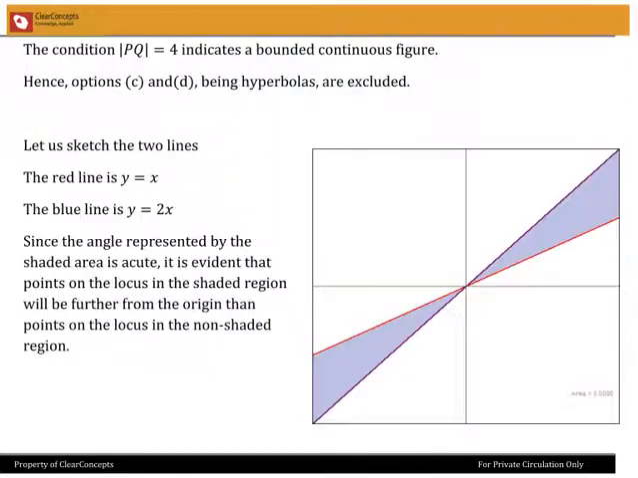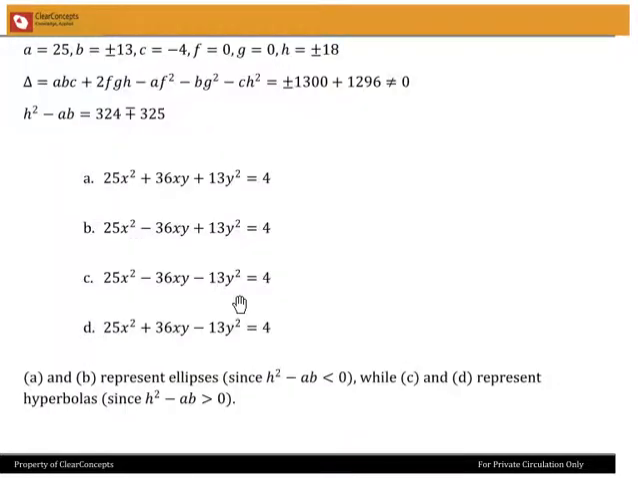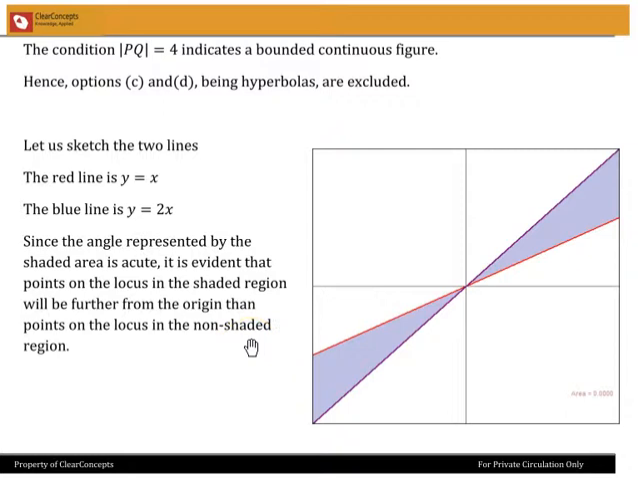Now please note, here there is a lot of discussion that I have gone about and explaining things, but there's no working. These are just simple observations that, okay, delta is non-zero. h squared minus ab is either positive or negative. If it's positive, it represents a hyperbola. It cannot be a hyperbola. If it's negative, it represents an ellipse. It can be an ellipse. And then we're just looking at what the orientation of the major axis of the ellipse is. So there is hardly any calculation going on. But we get the answer.